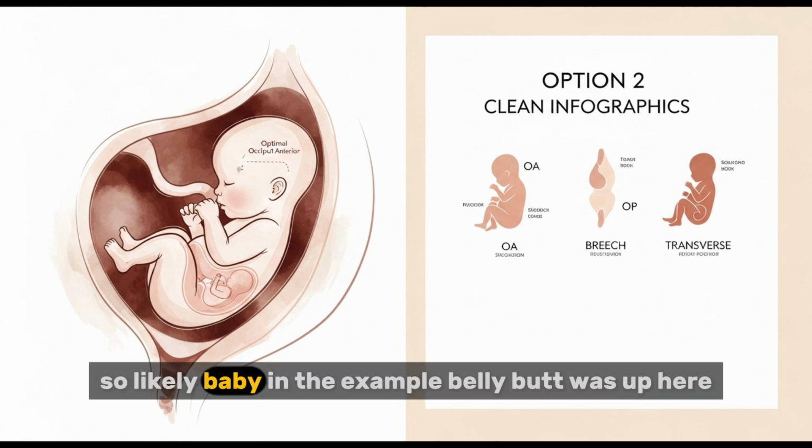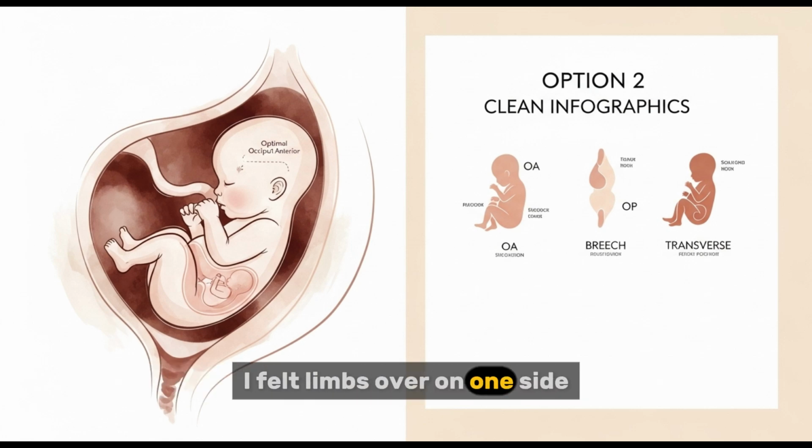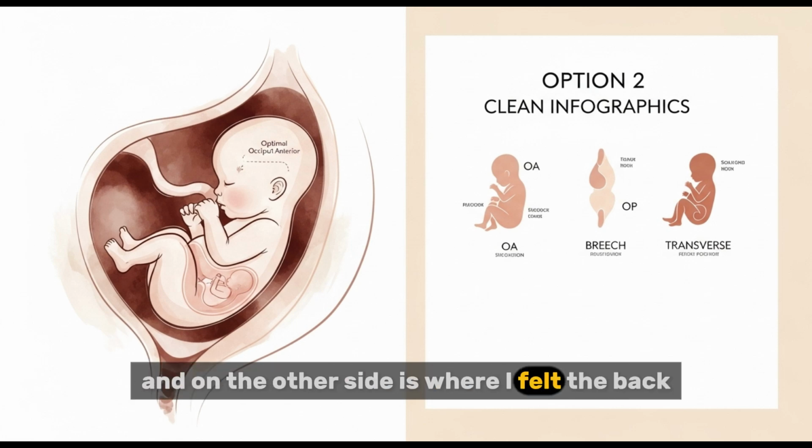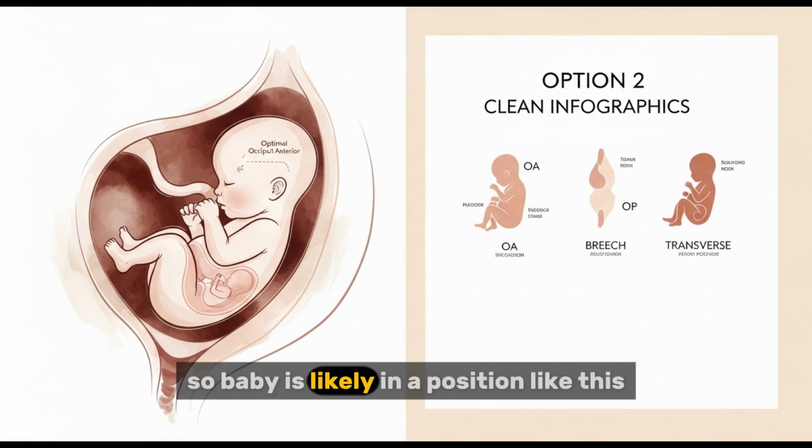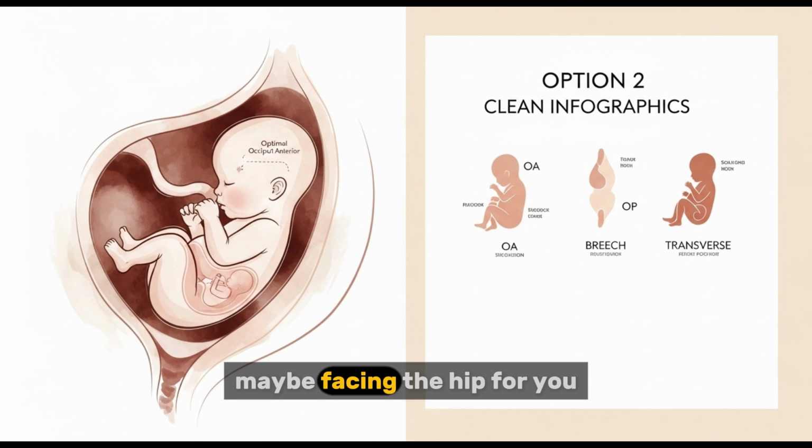So likely, baby in the example belly, butt was up here. I felt limbs over on one side, and on the other side is where I felt the back. So baby is likely in a position like this, maybe facing the hip.